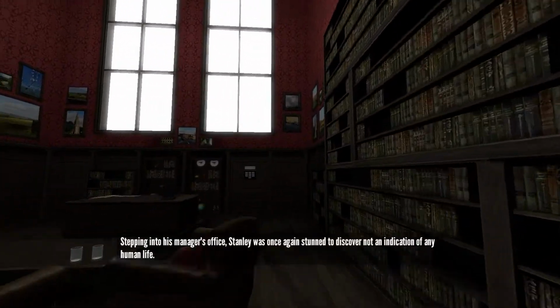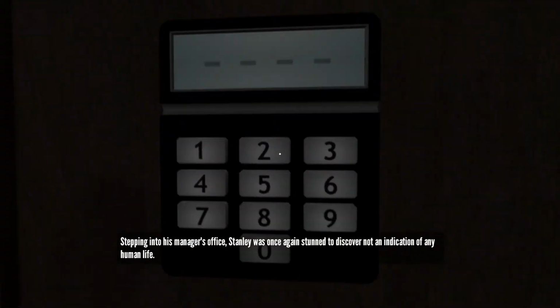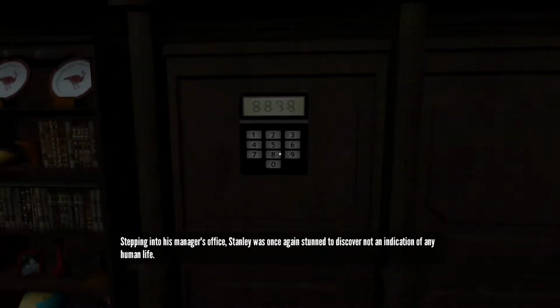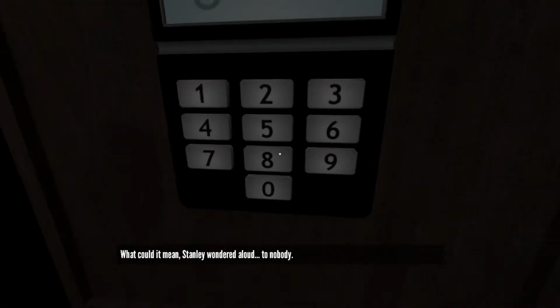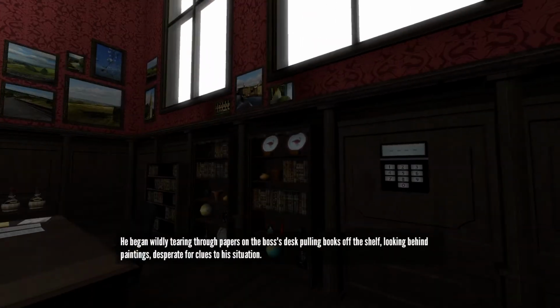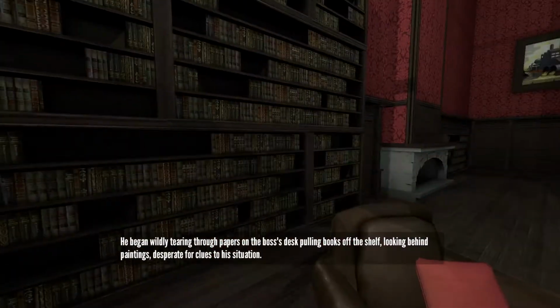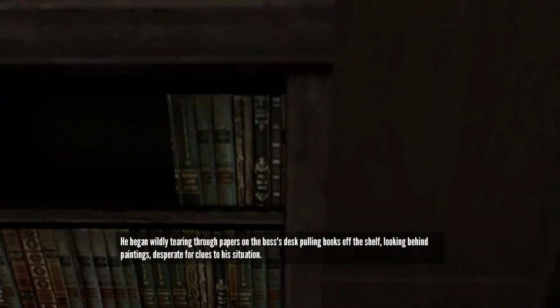Stepping into his manager's office, Stanley was once again stunned to discover not an indication of any human life. What could it mean? Stanley wondered aloud to nobody. He began wildly tearing through the papers on the boss's desk, pulling books off the shelf, looking behind paintings, desperate for clues.